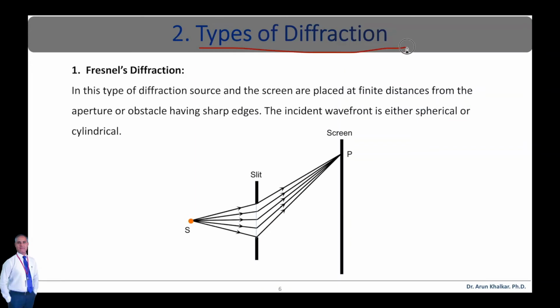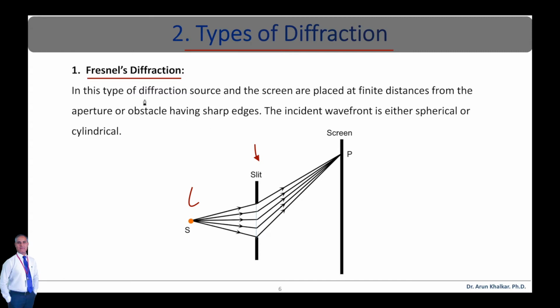Now let's see the types of diffraction. Depending upon the position of the source of light and the slit, and the diffraction pattern observed on the screen, there are two types of diffraction. First is Fresnel's diffraction and second is Fraunhofer diffraction.